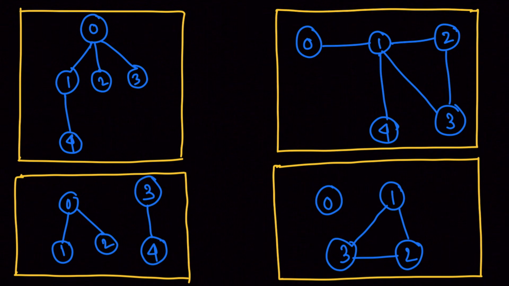Now here we have a few graphs. We'll just see whether they are trees or not. So the first one, it doesn't have any cycle. The number of nodes is 1, 2, 3, 4, 5. Number of edges 1, 2, 3, 4. So number of edges equals number of nodes minus 1. And there is no cycle, all the nodes are connected, so this is a tree.